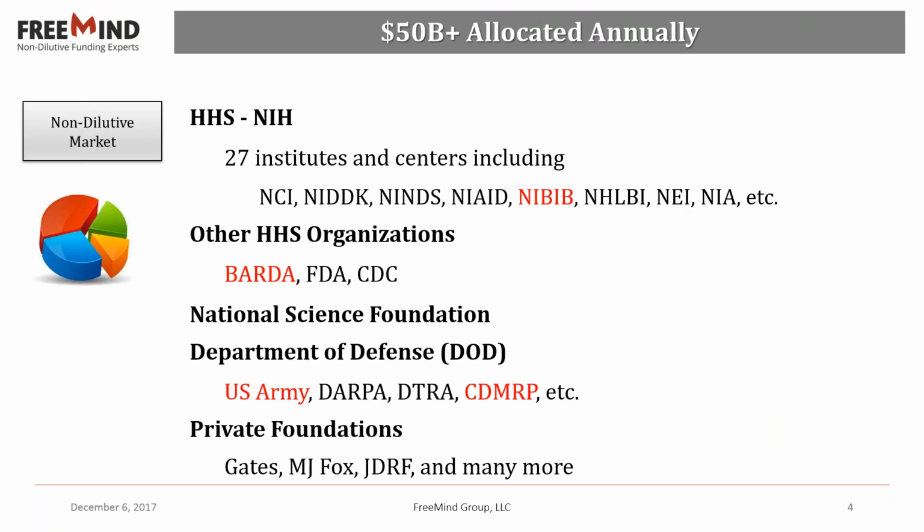Now, across the non-dilutive funding landscape in the U.S., we're talking about a pocket of money of more than $50 billion, that's billion with a B, in non-dilutive money for the life sciences, for R&D in the life sciences.